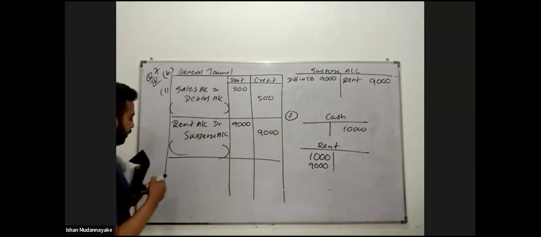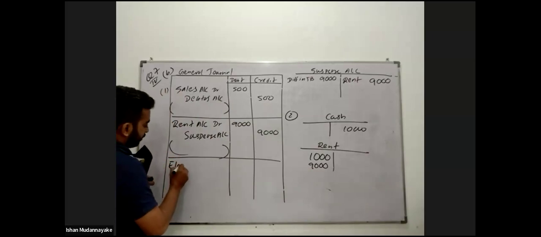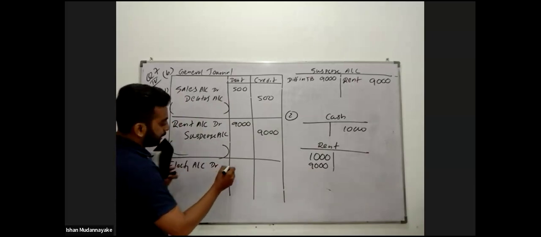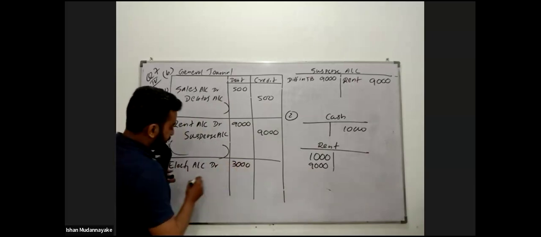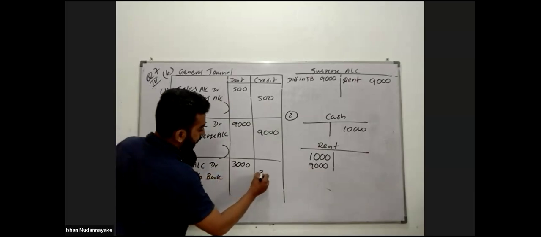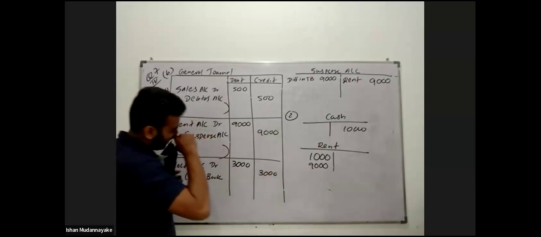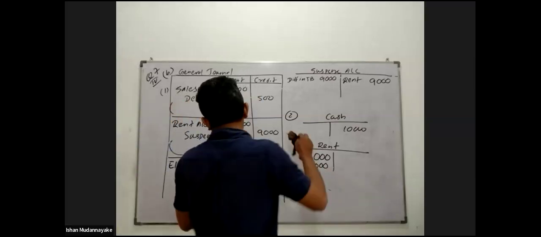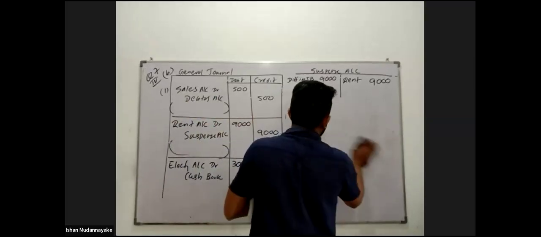How to record? Electricity account debit 3,000, completely omitted, not recorded, and then cash book credit 3,000. No impact on the suspense account. They have not recorded, so no impact on suspense. Electricity account debit, cash book credit 3,000.